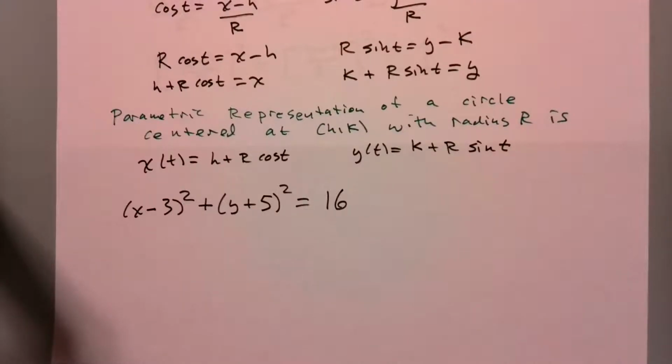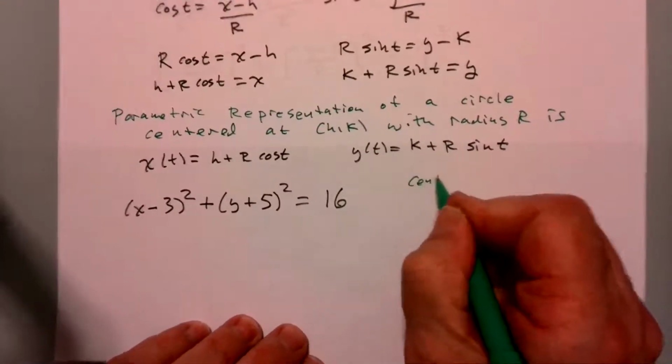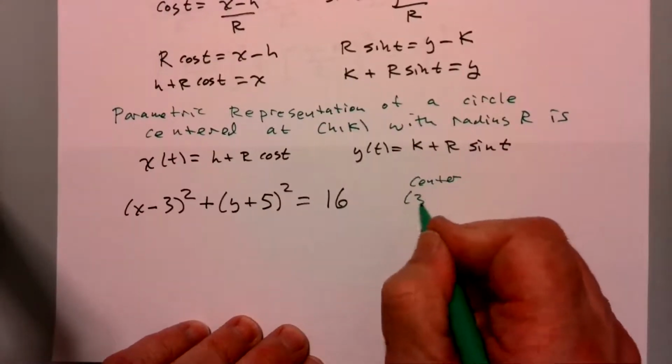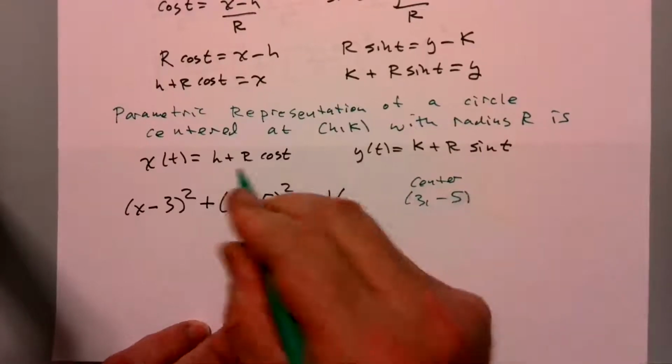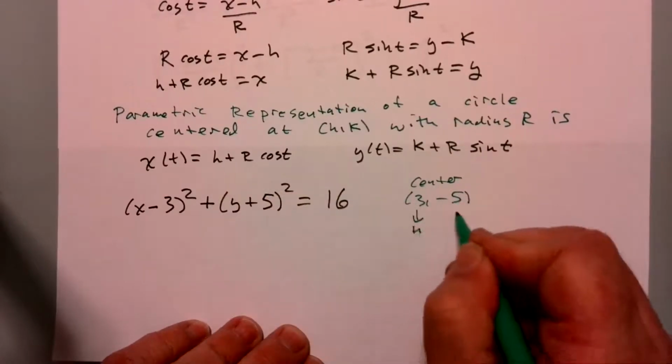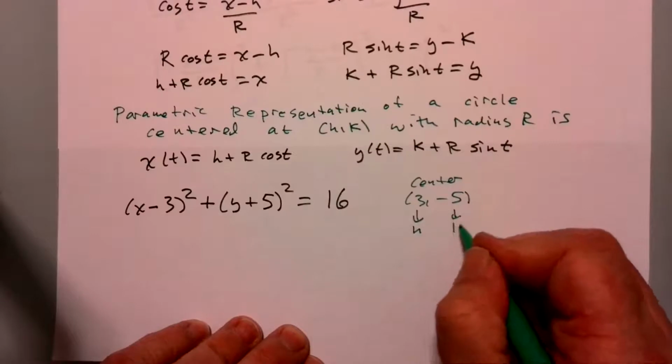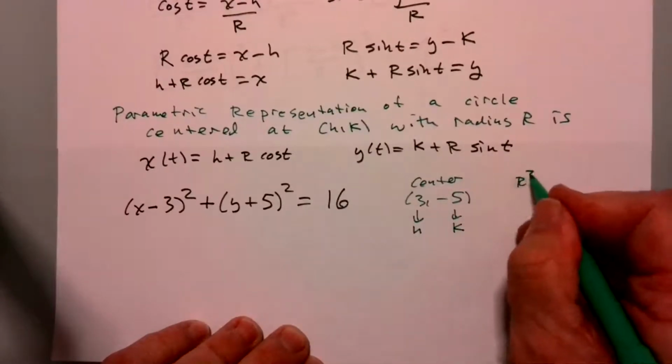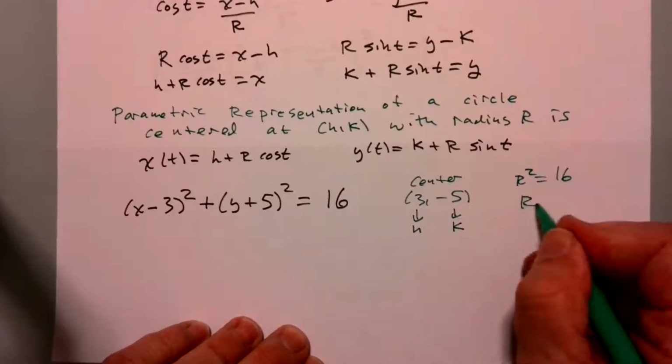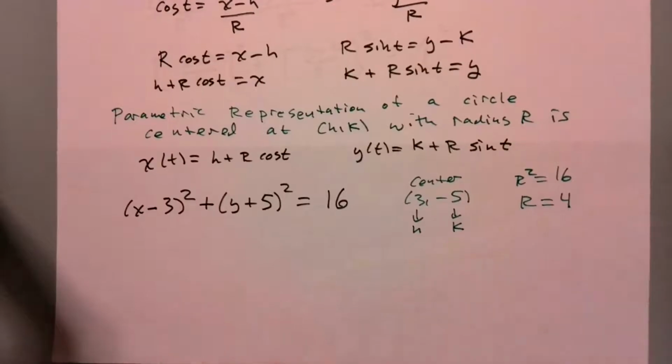So maybe I'll just go ahead and do this. The center of this problem is (3, −5). So 3 is going to stand for h, and −5 is going to stand for k. Radius squared is 16, so the radius is 4.